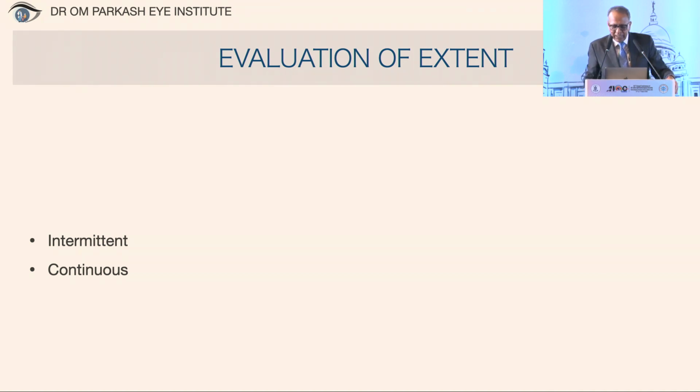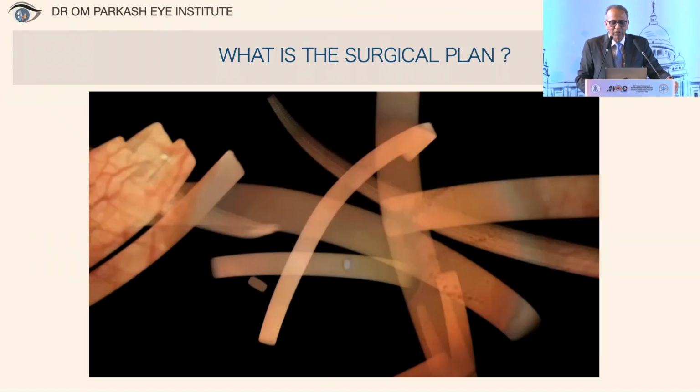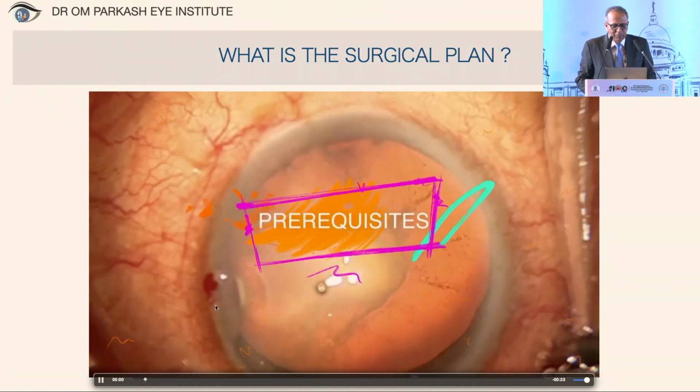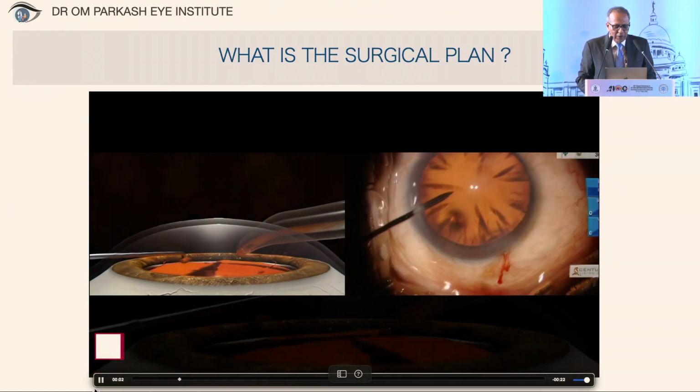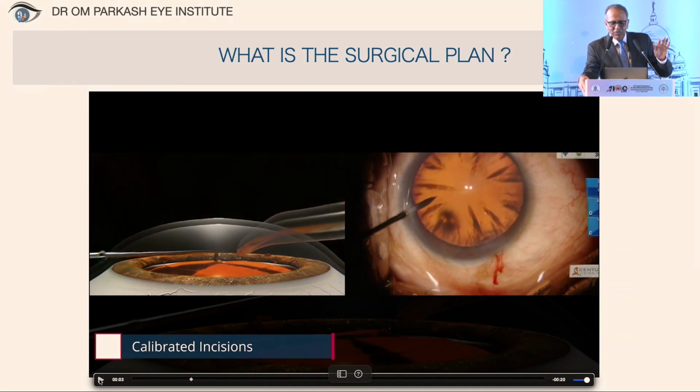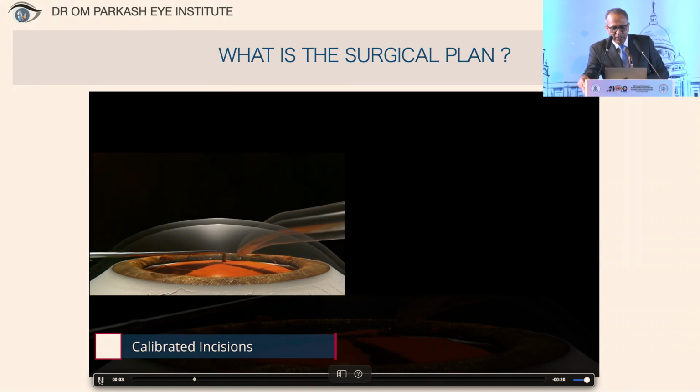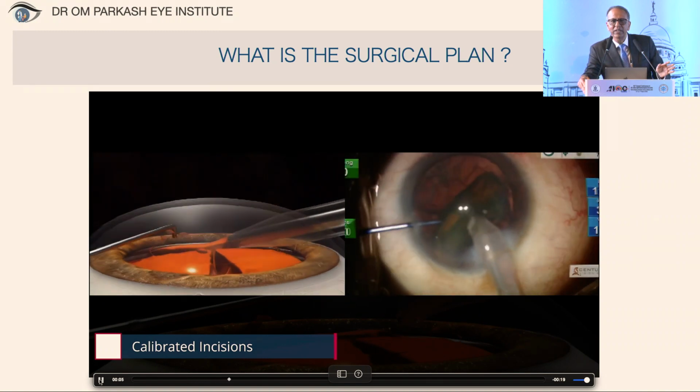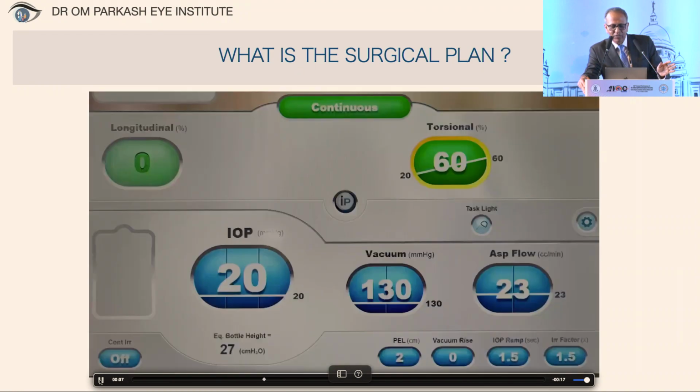So to really evaluate whether it is a pre-equatorial one or not. Now what is the surgical plan? The first prerequisite is to have stable chamber settings. Take care of your side port incision. Let it be calibrated so that we have stable chamber settings.